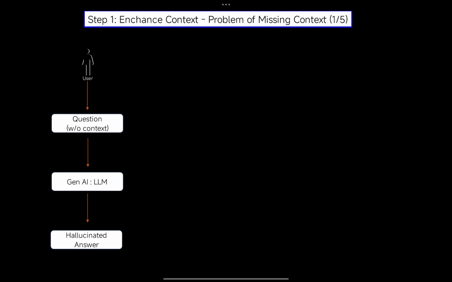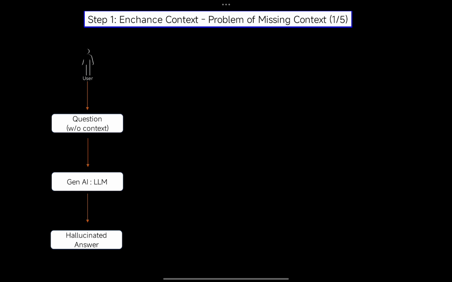First, we will talk about the enhanced context. This is a typical system where the user comes with a certain question. Now that question may not have the correct context for the generative AI LLM model to answer it. So what the LLM will do is generate an answer, and that answer can be a hallucinated answer which may not be relevant to the user question.